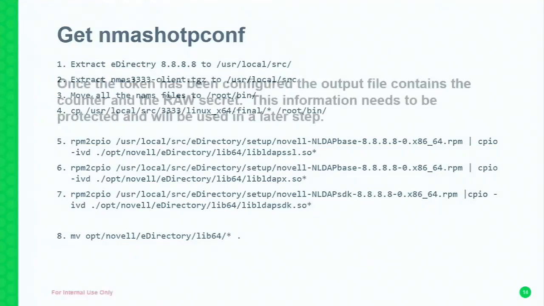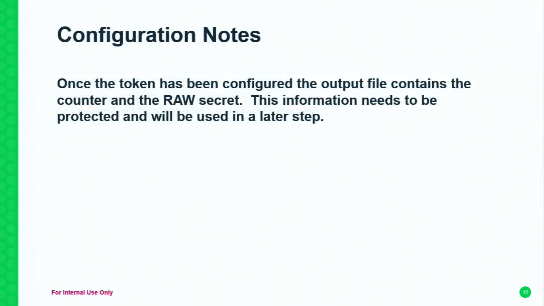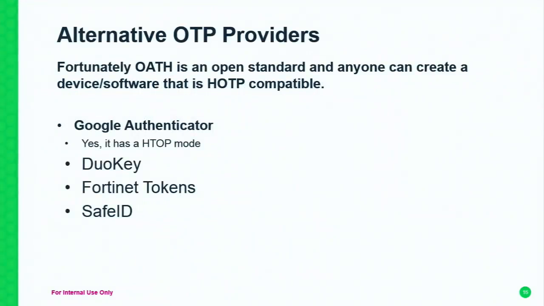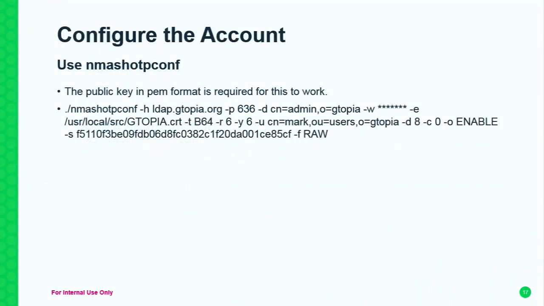So there's other OTP providers. Fortinet and SafeID are still ones that have a good mode here. Once you get that secret, then you have to set that secret into your user object in the directory, and it is by using this particular command here. It wants the host that you're setting to, the port, then the DN, the fully distinguished name of a user that has rights to modify user objects. It doesn't necessarily have to be the admin, but for the sake of the demo, it's an admin user.